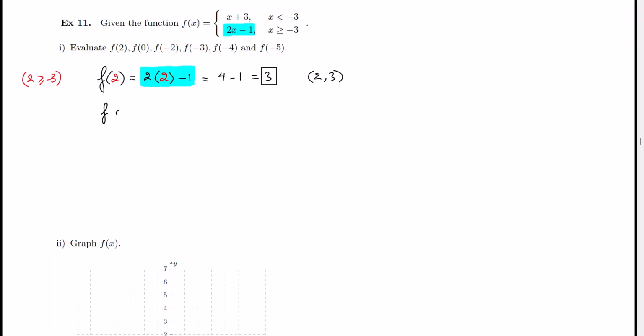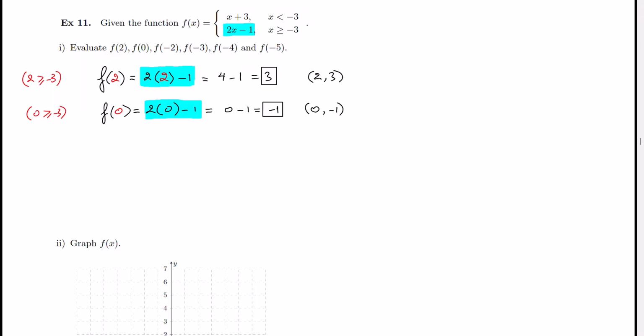Okay, let's do it again. When I plug in 0, what's going to happen? How does 0 relate to the domains? Is it smaller than negative 3, or is it bigger than or equal to negative 3? And obviously, 0 is bigger than or equal to negative 3. So again, the formula is the same as before. 2 times x minus 1, where x is 0. And so what do I get here? I get 0 minus 1, which is negative 1. So the output is negative 1 when the input is 0.